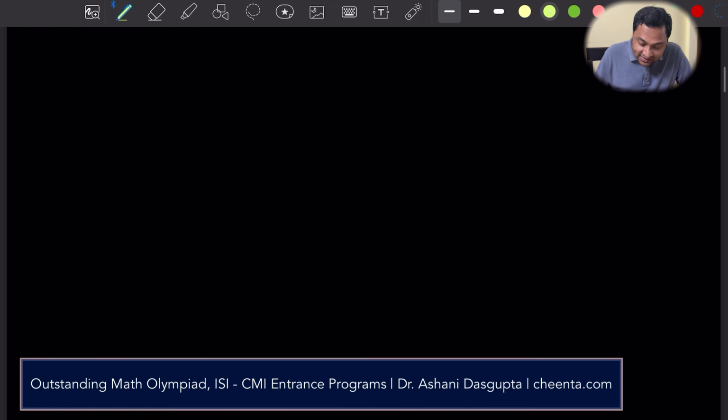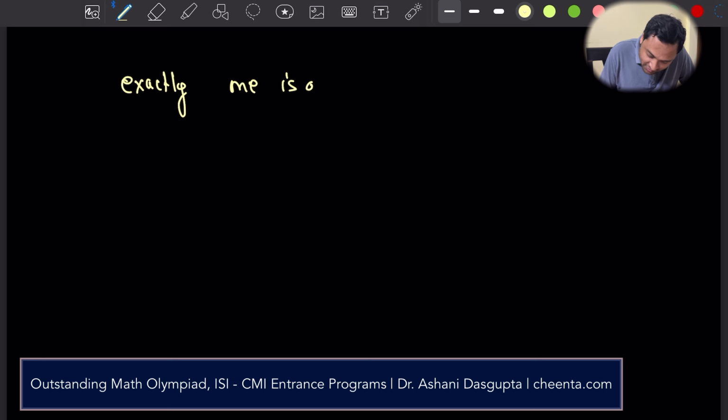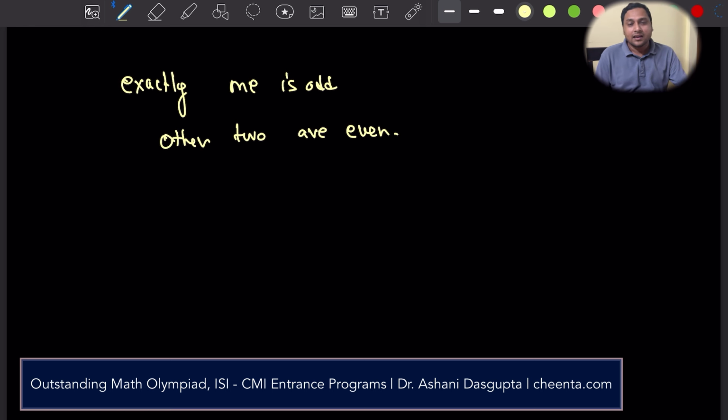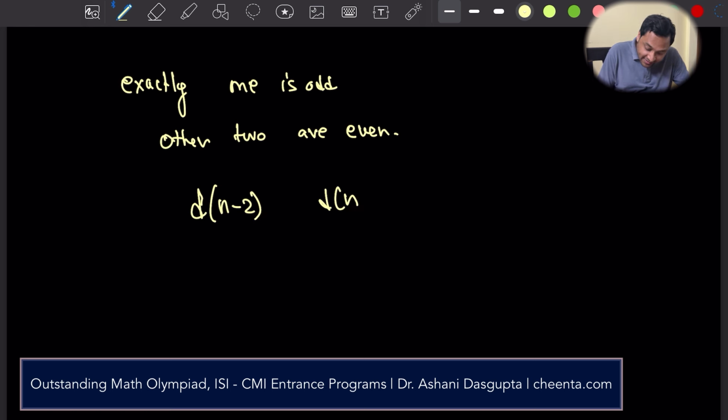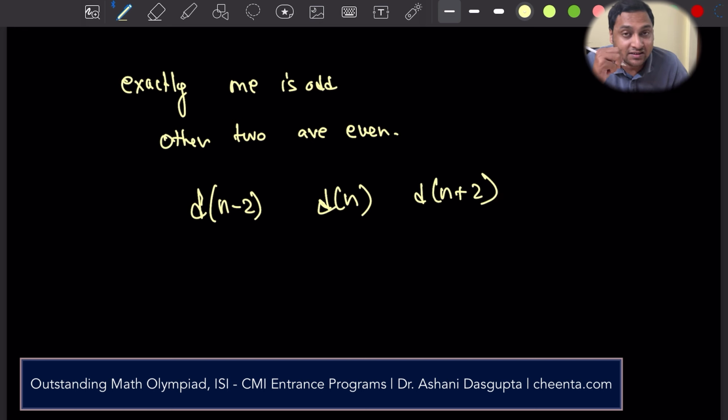So the only case that works is exactly one is odd, and the other two are even. Okay, so among d of n minus 2, d of n, d of n plus 2, only one of them has to be odd. The rest of them are even. So whichever one is odd, that is a perfect square.